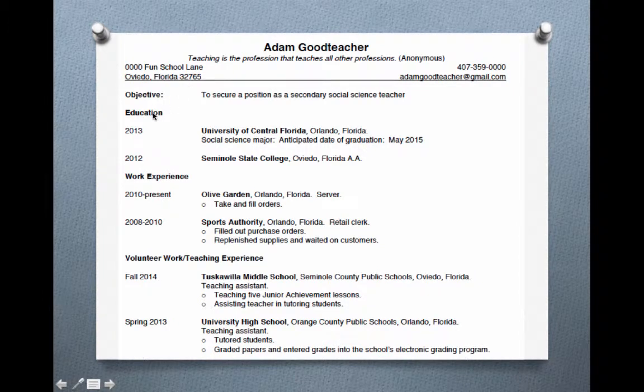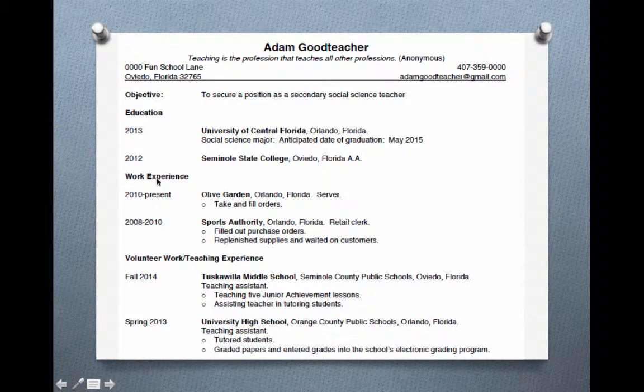Education. List your education in reverse chronological order, which means list the most recent education first. Include the name and location of the educational institution, your major and any minors or certifications, an anticipated date of graduation, or the date that you actually graduated. Do not include your high school graduation.